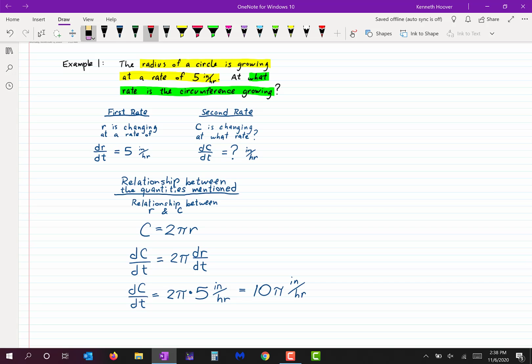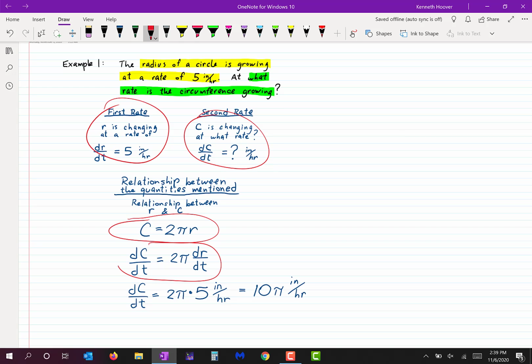They gave us one rate, we wrote it down. They asked us to find another rate. We wrote that rate down. We wrote down the relationship between those two quantities, did the derivative of both sides, plugged in the number they gave us, and there's our answer. Not that much is involved.